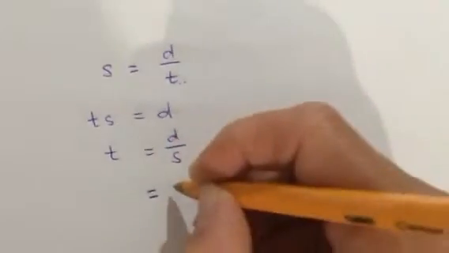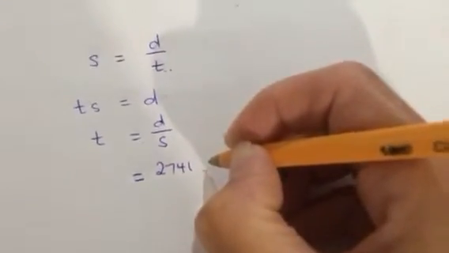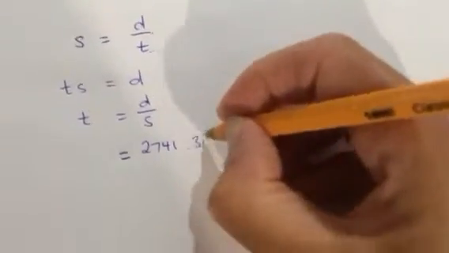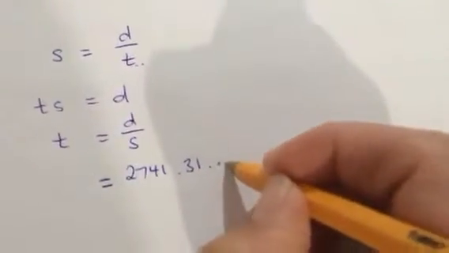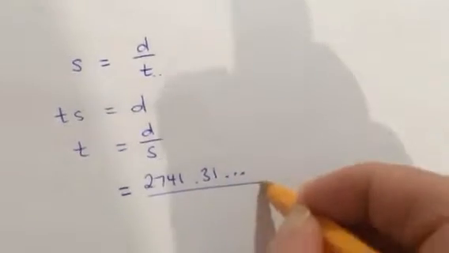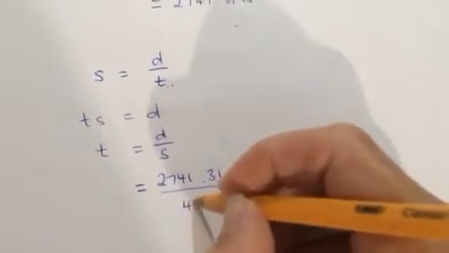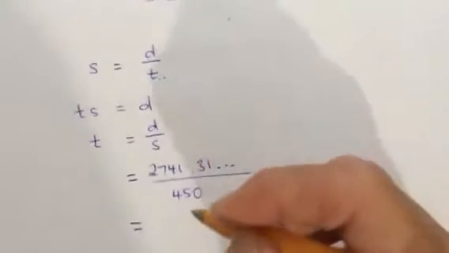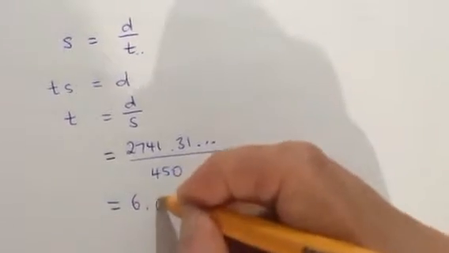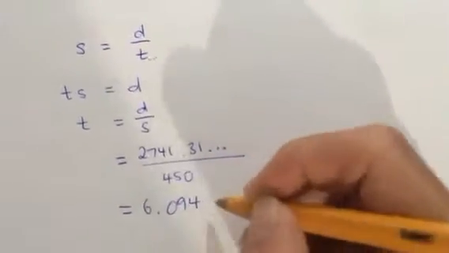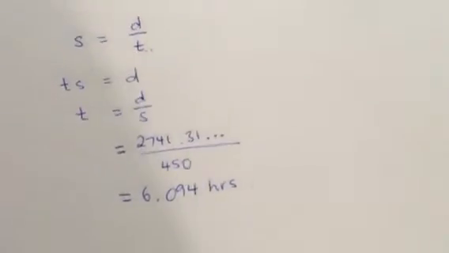So distance, we travelled 2,741 point. You should have that continued answer in your calculator, and I'm going to encourage you to use the whole thing. Here I'm going to indicate that by dot, dot, dot, divided by my speed, which is 450. And I should get something along the lines of 6.094 hours, because speed in knots is nautical miles per hour.